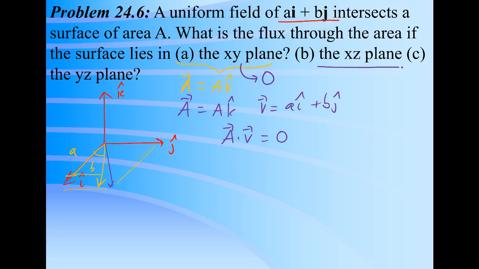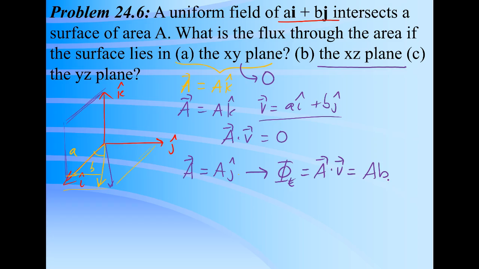Okay, now the xz plane, that's the one which is right here, denoted by i hat and k hat. So in this case, we could just say that A is equal to A j hat. So that means that the flux, which is A dot v, we'll use the same value of v up here, is just going to be AB. And that's all we need to do, just take the dot product of A and v. So in the xz plane it's just the value of AB.